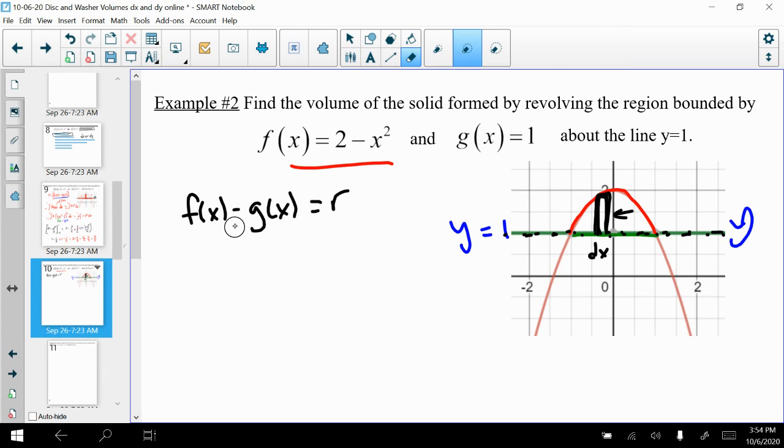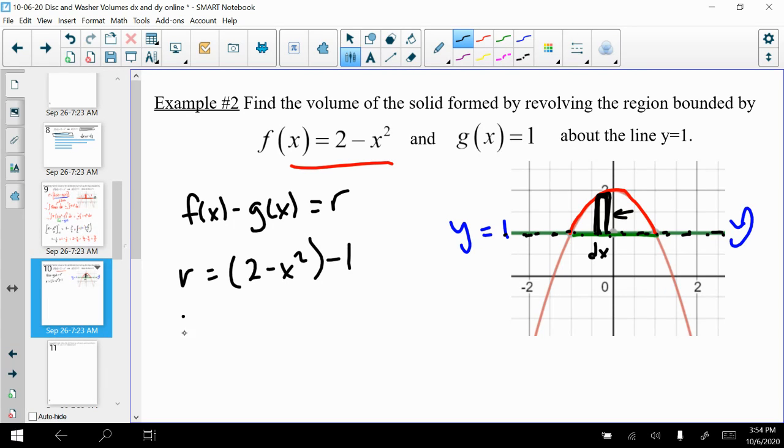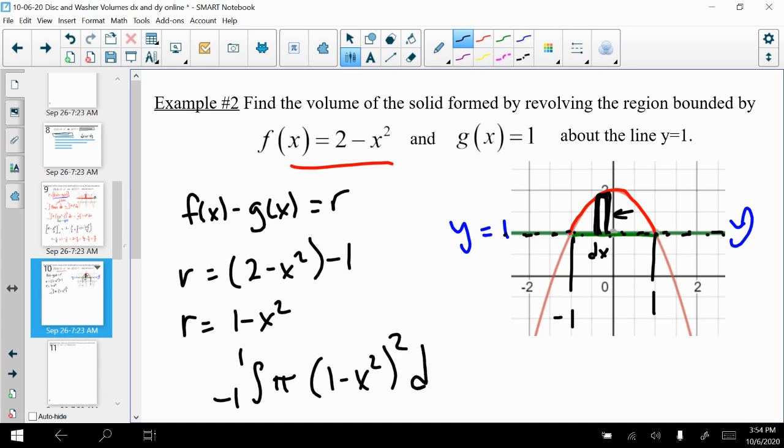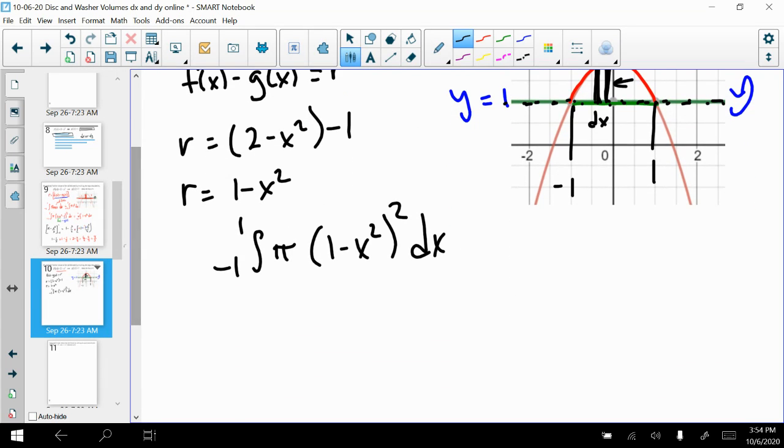Let me erase that little extra mark. There we go. And so r is that 2 minus x squared minus 1, which gives us 1 minus x squared. So then we integrate, right? We use our area, so we are moving along dx. So down here is -1, up here is 1. Those are our bounds. Pi r squared, and r is 1 minus x squared dx. So the dx turns that area into a volume. The dx is our thickness of each little cylinder.